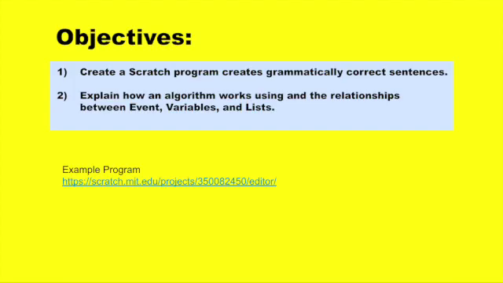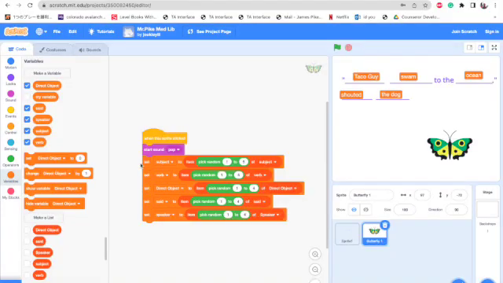So our objective is that we're going to create a Scratch program that creates grammatically correct sentences. And our other objective is that our students are going to need to be able to explain how the algorithm works, and specifically the relationships between the events, the variables, and the list. So let's just take a look at what this program looks like.